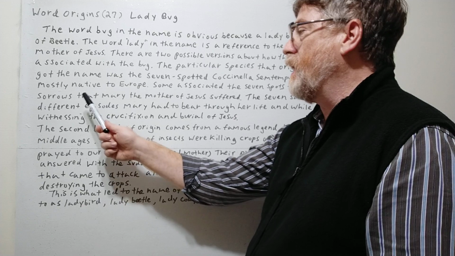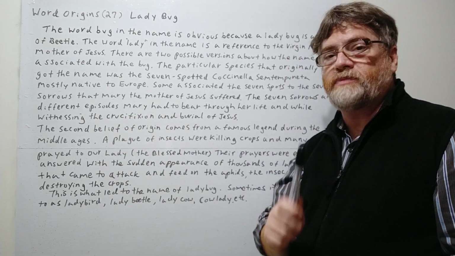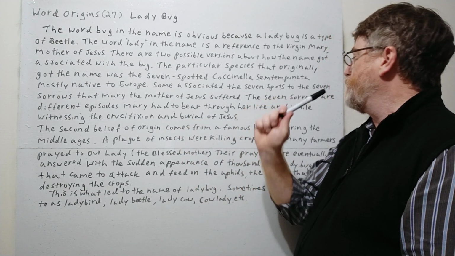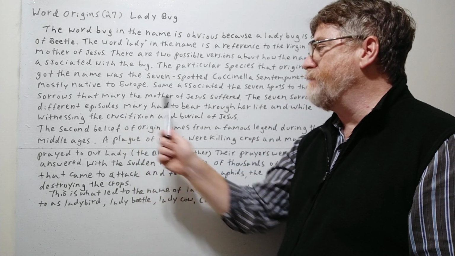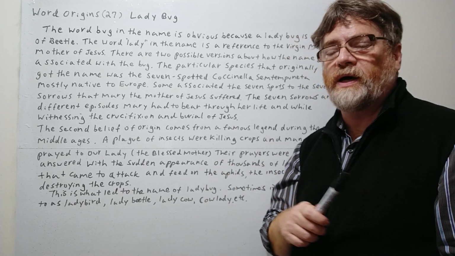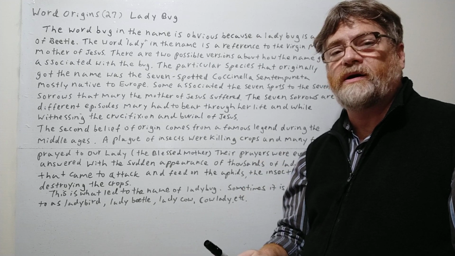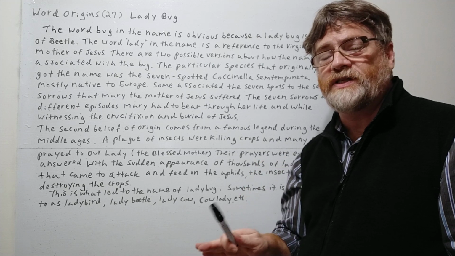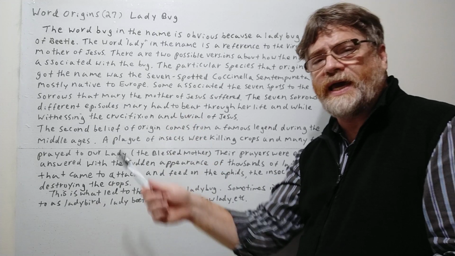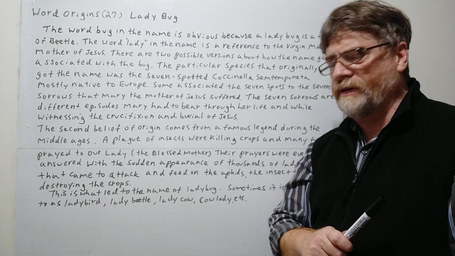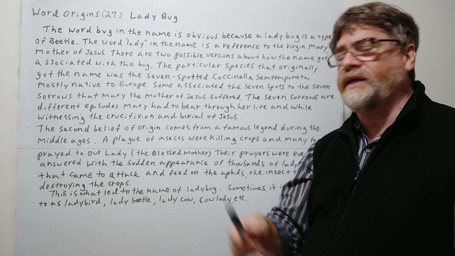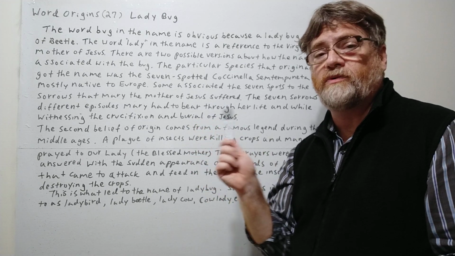So let's continue here. Mostly native to Europe. This particular ladybug is mostly found in Europe. Some associated the 7 spots to the 7 sorrows that Mary, the mother of Jesus, suffered. In the Catholic religion, they sometimes talk about the 7 sorrows. Throughout her life, Mary had 7 times where she suffered very painful events. One of them was when they had to escape, when I think Herod was going to try to kill all the babies. Another time was when Jesus was lost, and I think 3 of the times alone had to do with the crucifixion.